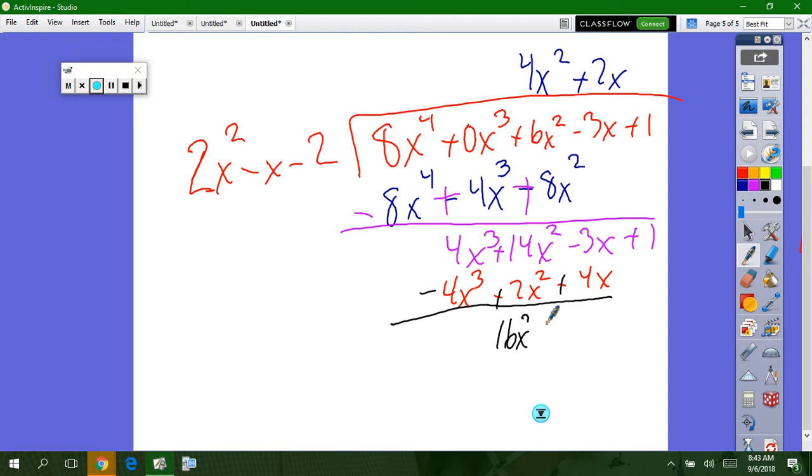Negative x, like negative 3x plus 4x becomes x plus 1. Any questions where I'm at here? Yes, ma'am?